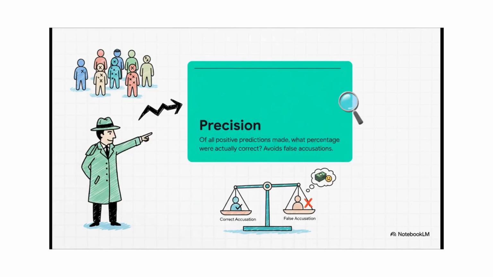First, there's precision. This asks a really important question. Of all the people our detective accused, how many of them were actually guilty? Having high precision is absolutely crucial when the cost of being wrong, of accusing an innocent person, a false positive, is incredibly high. We need to trust that our detective is reliable.